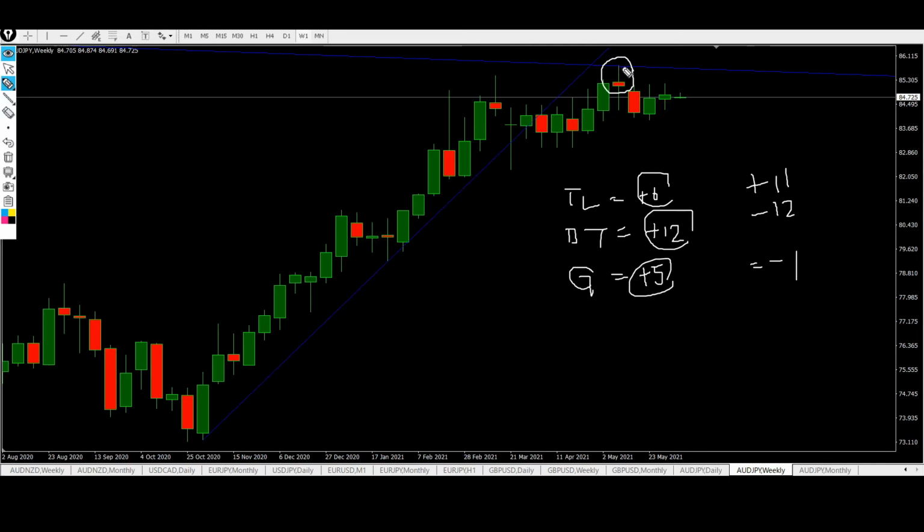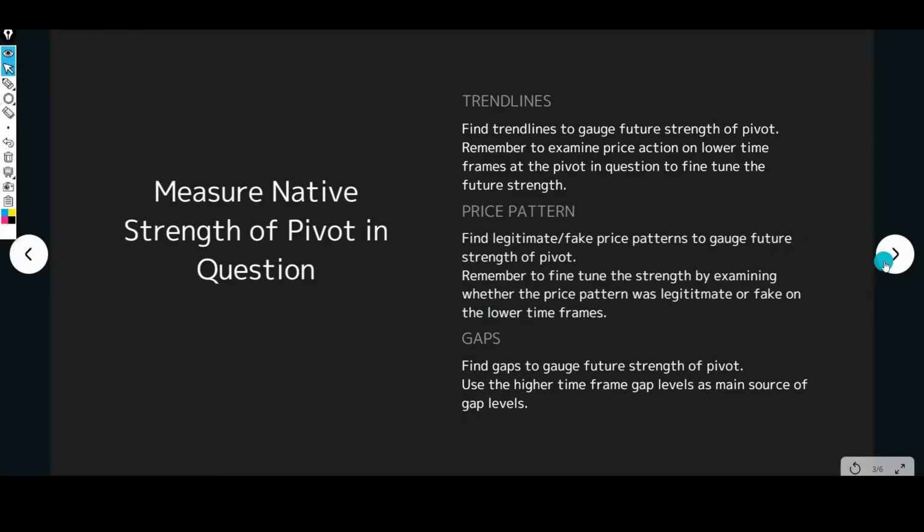Okay, so we found the native short strength of this weekly pivot right here. But if you recall, in order to know the true future short strength of this pivot, we have to measure the prior opposing pivot's long strength. Then subtract this long strength from this short strength in order to know the true short strength of this pivot right here. Okay, so let's go ahead and do that. All right, next slide.